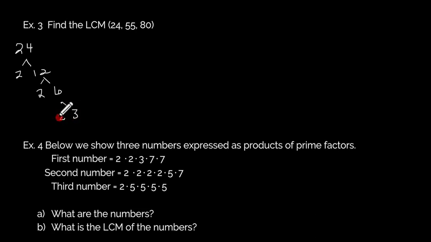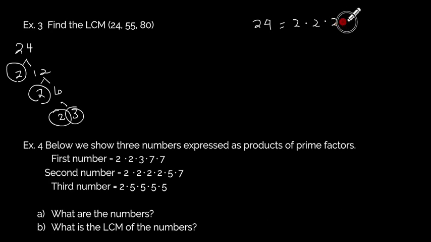When you get down to a prime number, hopefully you know the prime numbers, 2, 3, 5, 7, 11, 13, etc., you are done. So you can circle them, and those are the prime factors of 24. Over here, I'm going to write these down. 24 is 2 times 2 times 2 times 3. And I'm going to do the same thing with the other two numbers.